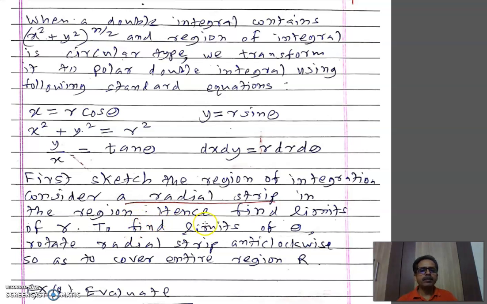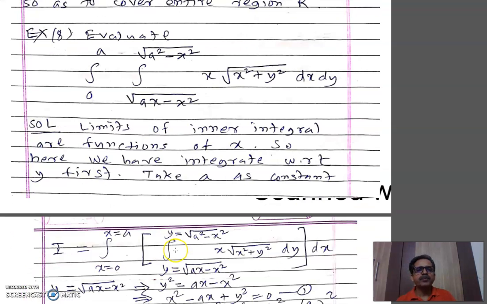And to find the limits of theta, we have to rotate the radial strip anti-clockwise so as to cover the entire region. The beginning value is theta equal to theta 1 and the last value, suppose, is theta 2. The limit of theta will be theta 1 to theta 2. Let's see a problem to understand this process.